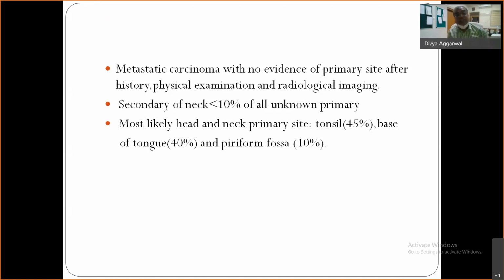Secondaries with an unknown primary make up at least 10% of all the secondaries in the neck. The most likely head and neck primary sites would be the tonsil, base of tongue, and pyriform fossa, which are actually the hidden areas. These are the areas which are the likely head and neck primary sites for an unknown primary.